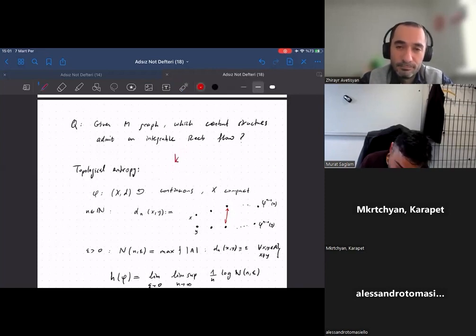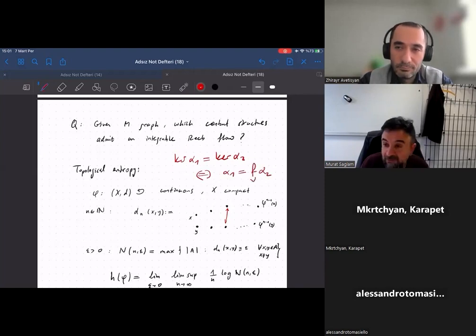Yeah, if you have kernel of alpha 1 equal to kernel of alpha 2, then this is if and only if alpha 1 is just a function times alpha 2, where this function is non-zero, let's say positive. But then if you look at the vector fields associated to these two forms, they may be extremely different. So their dynamics can be a priori very different.